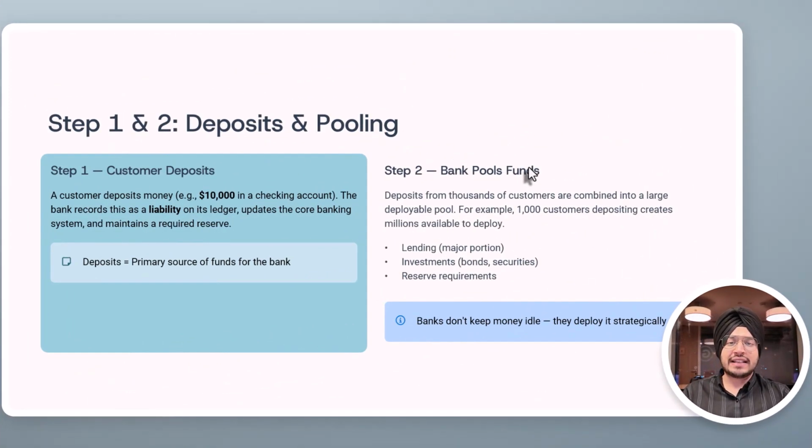So let's understand each step in detail. Firstly, the customer will deposit the money, and that deposited money the bank will record as a liability, as the bank needs to return that money to the customer. Next step is the bank will create a strategy on lending that money. Maybe lending, that would be the major portion, investments in bonds or securities, and reserve requirements.